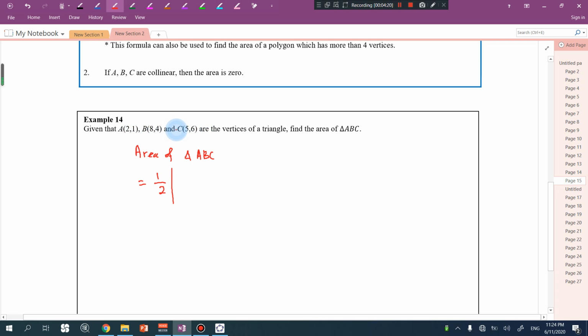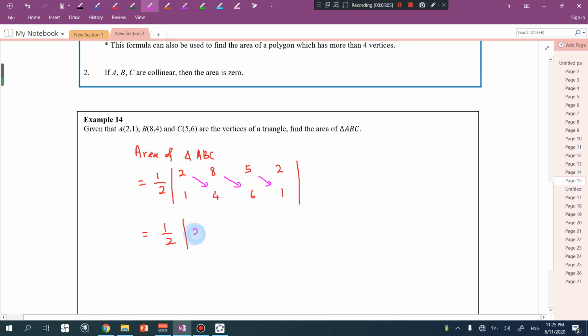You can start from any point. You can start from here, here, or here. Remember, x on the top, y at the bottom. 2, 1, 8, 4, 5, 6. Don't stop yet. Remember the last pair, you have to copy the first one again. Always make sure that the last pair and the first pair are the same. Now let's go this way first. Copy the modulus sign.